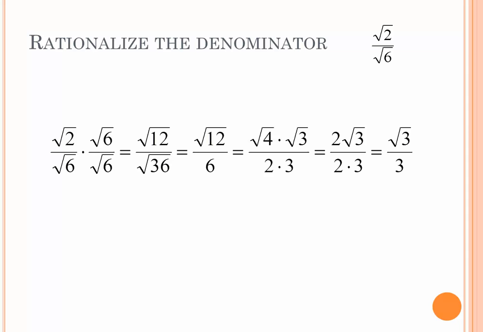And the denominator, 6, is the same thing as 2 times 3. So we can divide out that common factor of 2, which simplifies to the square root of 3 divided by 3. So to rationalize the denominator, in other words, to rewrite the square root of 2 divided by the square root of 6 without a square root in the denominator, it becomes the square root of 3 divided by 3.